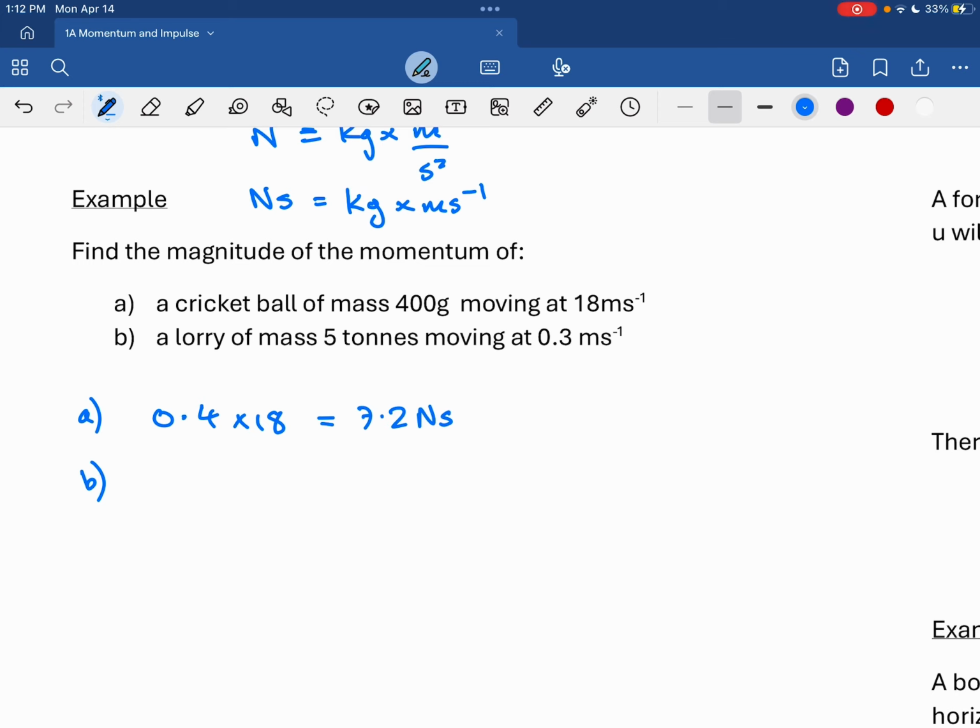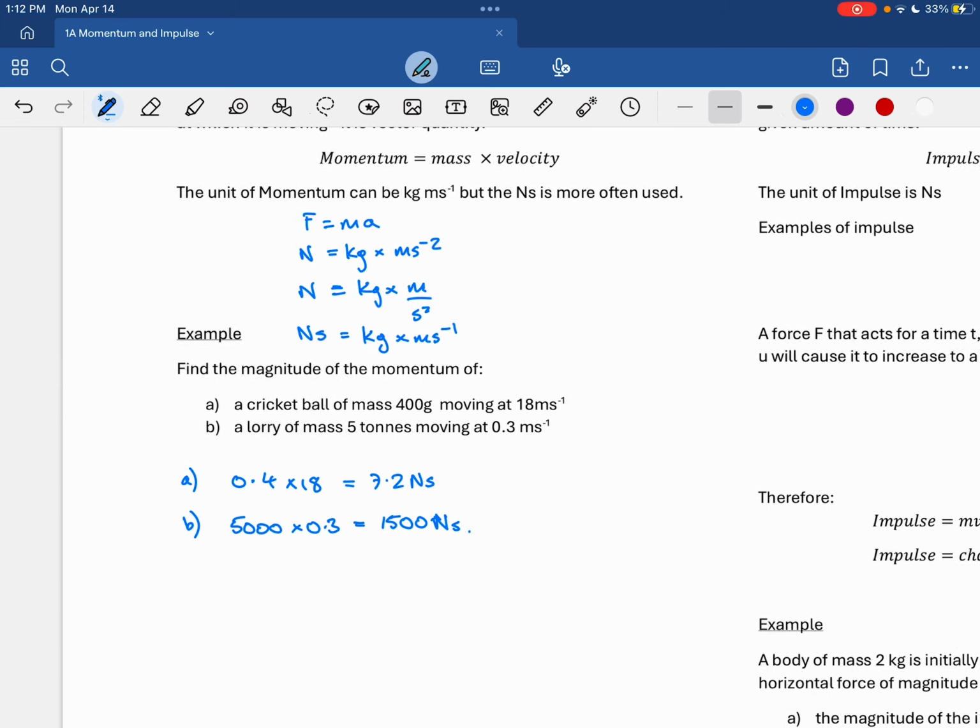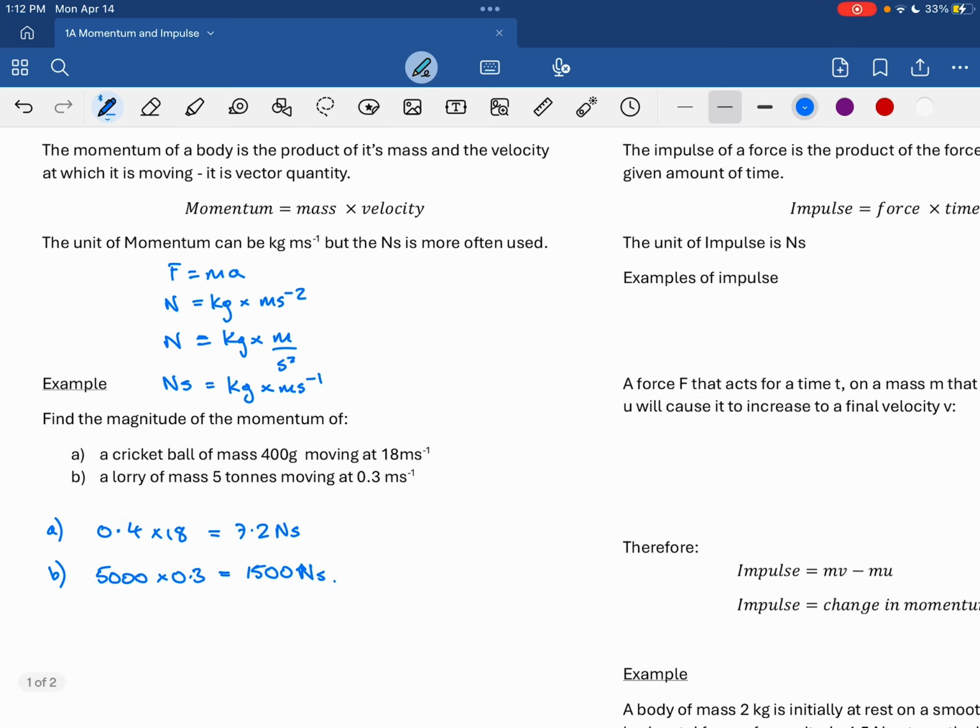Then we have a lorry of mass 5 tons moving at 0.3 meters per second. Again, we're going to have to make sure we're in the correct units, changing the 5 tons into 5,000 kilograms, to give us a momentum of 1,500 Newton seconds. So far, relatively straightforward. It's just mass times velocity for momentum.